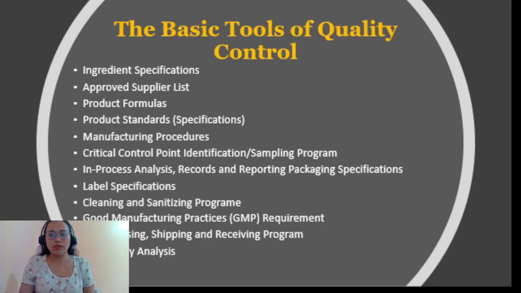So, here are the basic tools of quality control. First is the ingredient specifications. Second, approved supplier list. Third, product formulas. Fourth, product standards or specifications. Fifth, manufacturing procedures. Sixth, critical control point identification or sampling program. Seventh, in-process analysis, records and reporting, packaging specifications. Eighth, label specifications. Ninth, cleaning and sanitizing program. Tenth, good manufacturing practices or GMP requirement. Eleventh is warehousing, shipping, and receiving program. And last is the laboratory analysis.